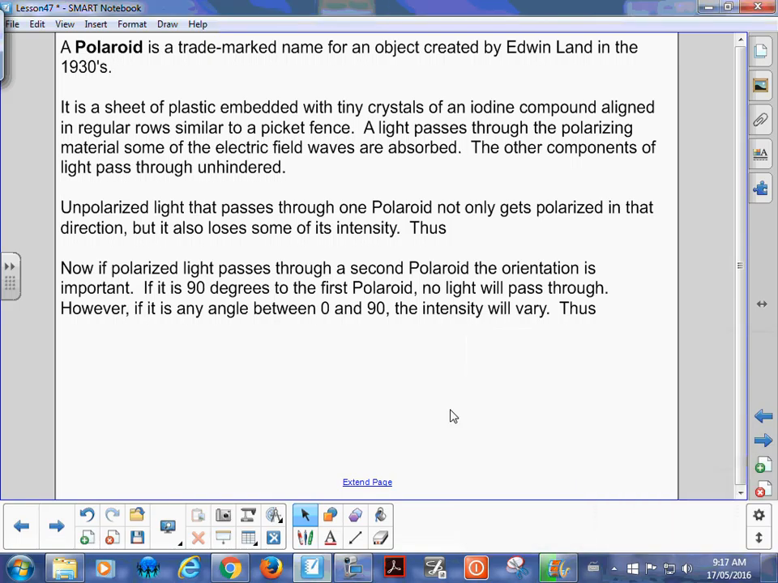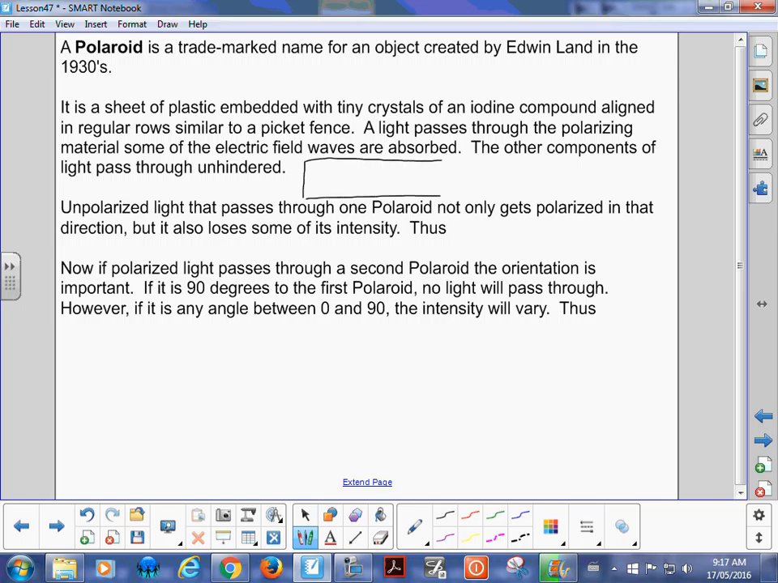Okay, so we use the word Polaroid, but Polaroid is actually a trademark or a trade name created by Edwin Land back in the 1930s. What was developed is basically a sheet of plastic that's embedded with tiny crystals of an iodine compound. Those tiny crystals on the plastic sheet are arranged in a picket fence format. So if I take a sheet of plastic like that and insert my iodine crystal compound, we get this picket fence pattern on the sheet. Of course, that's enlarged from what it would really be.